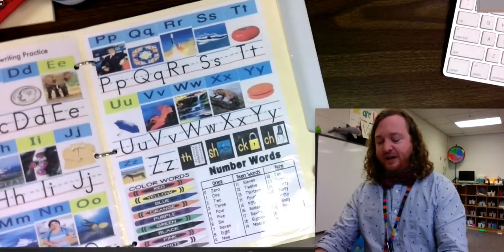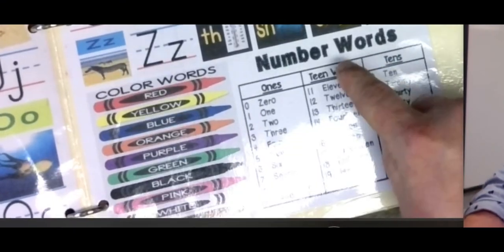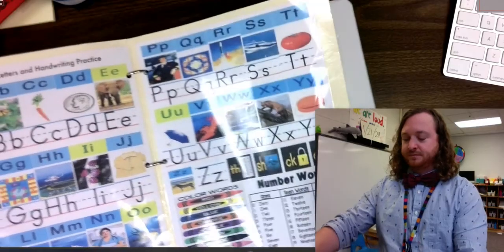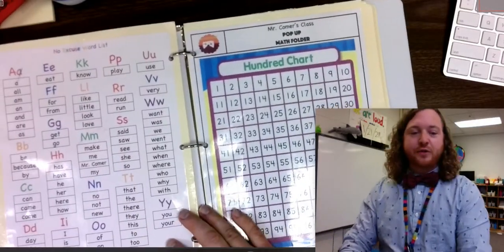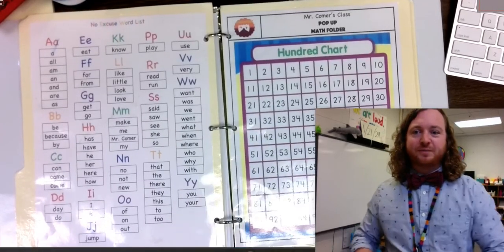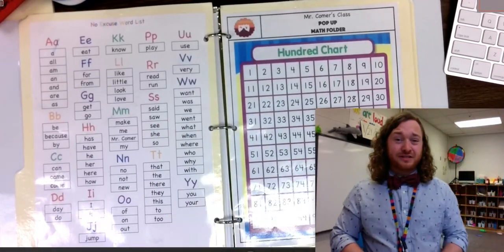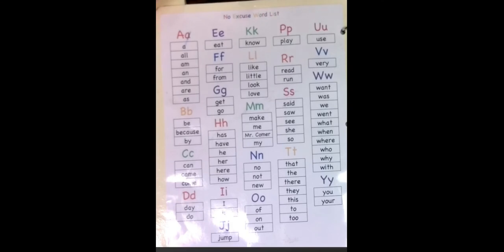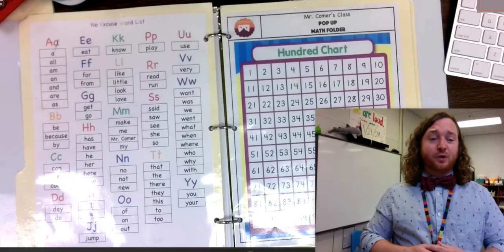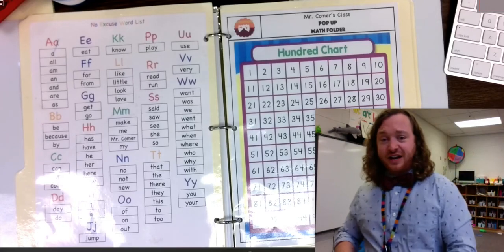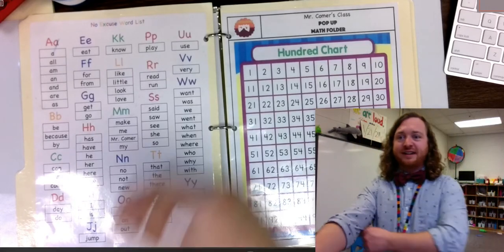On this side, we have color words and number words. And then on the back, I've got no excuse words. No excuse word means I want your child to write these words correctly. They have to spell these words correctly. No excuses. I would highly suggest you study those words, okay? These are going to make your child successful when they go to first grade and leave my classroom.